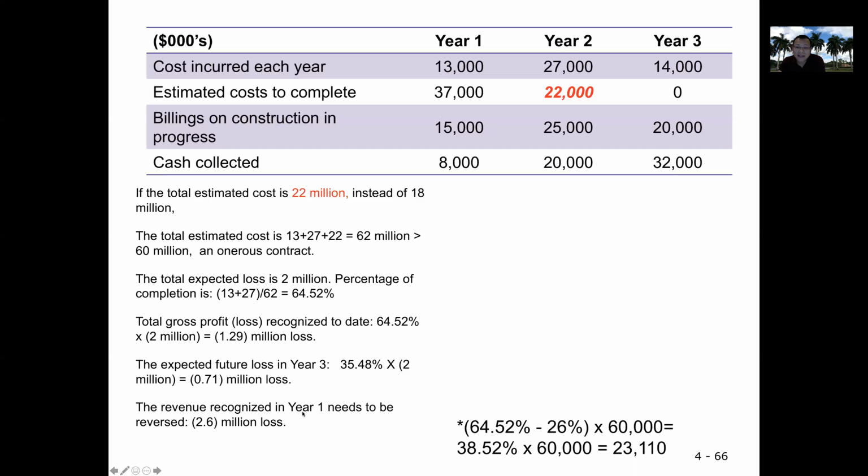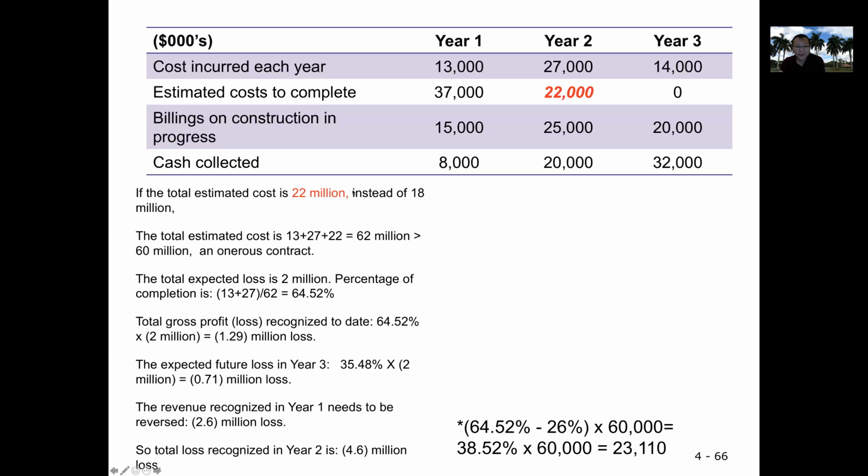The revenue recognized in year 1, if you remember, we recognized $2.6 million in year 1. And this has to be reversed. So you reverse that 2.6 million profit from year 1. There's no profit in this contract. So you just have to reverse it. So 2.6 million loss, okay?